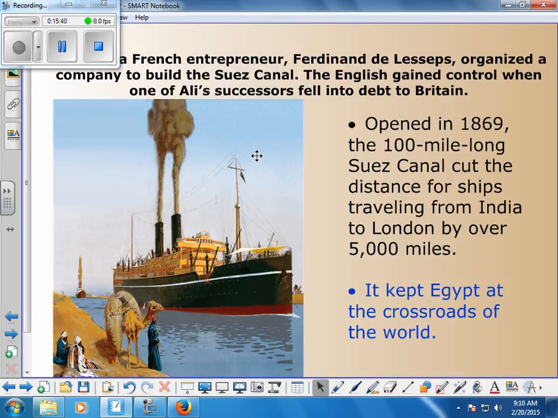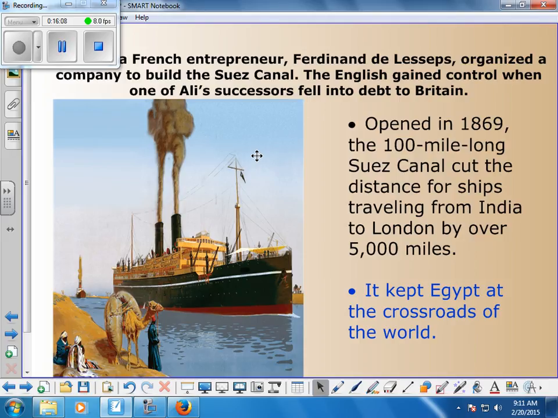The canal opens in 1869, and it's 100 miles long, and it cuts the distance between ships traveling from India to London by over 5,000 miles. That's a huge saving, especially for Britain, who has the strongest and best navy and merchant ships anywhere. And so for them, it makes perfect sense to eventually control this area and Egypt.